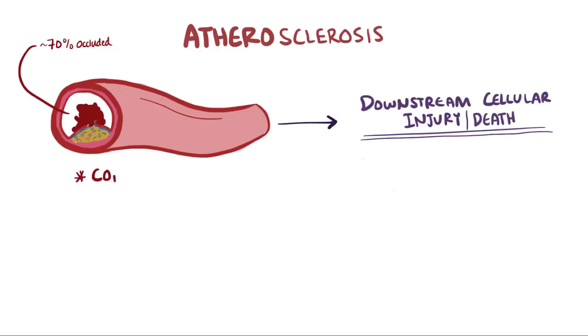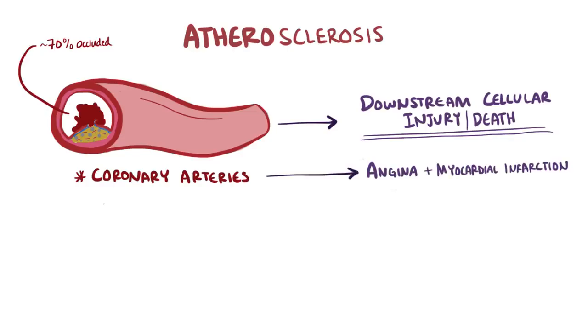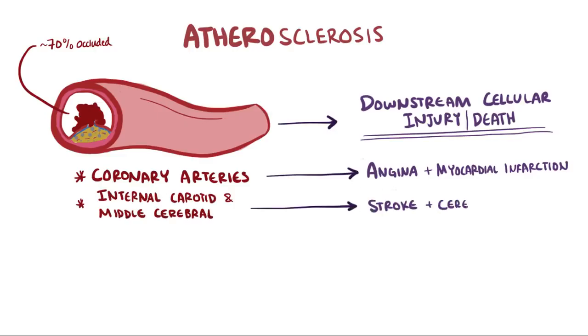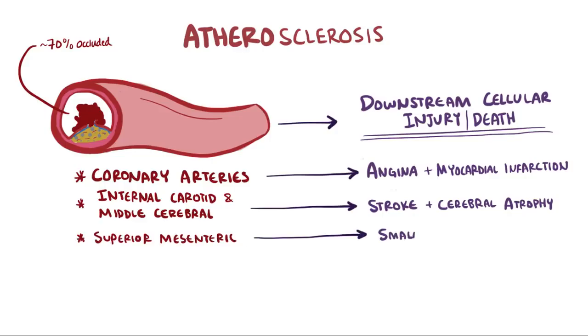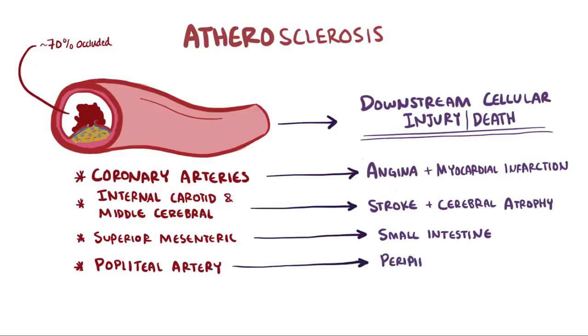If blood flow is reduced in the coronary arteries, angina and myocardial infarctions can occur. Seriously occluded internal carotid and middle cerebral arteries lead to strokes and cerebral atrophy. An occluded superior mesenteric artery affects the small intestine, and an occluded popliteal artery can cause peripheral vascular ischemia like gangrene or claudication, which is frequent leg cramping during exercise.